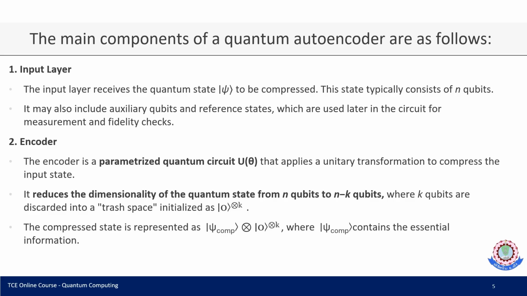The next one is the encoder. The encoder is a parameterized quantum circuit U of theta that applies a unitary transformation to compress the input state. It reduces the dimensionality of the quantum state from n qubits to n minus k qubits, where k qubits are discarded into the trash space initialized as ket 0 tensor product k times. The compressed state is also represented as ket psi components tensor product ket k components, where ket psi components contains the essential information.